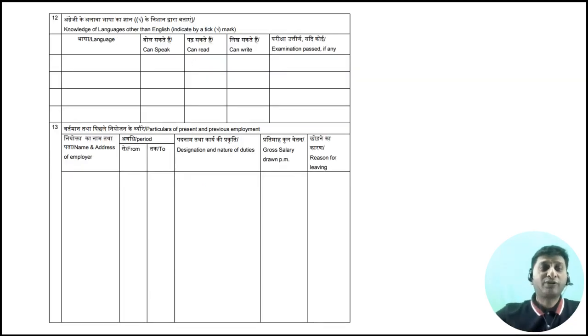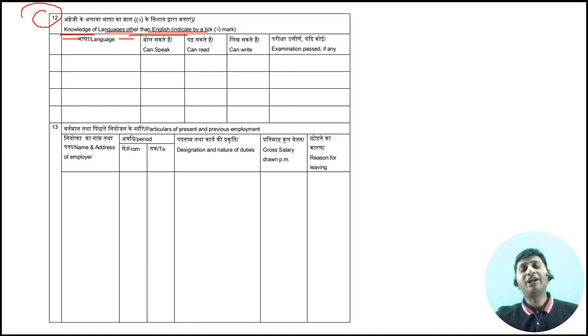So next is about the languages. Here again an important thing to know is knowledge of languages other than English. So they are already assuming that you know English, or they just want you to write languages which you know. So do not write about English here, because they have mentioned other than English. Please do not do that. If you write that, they will very specifically spot it and realize that you are not a good reader. You did not read the instructions carefully.